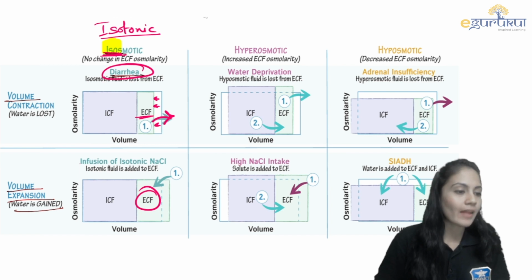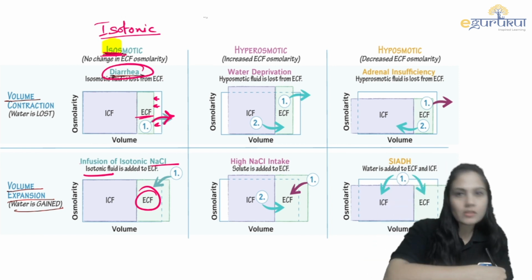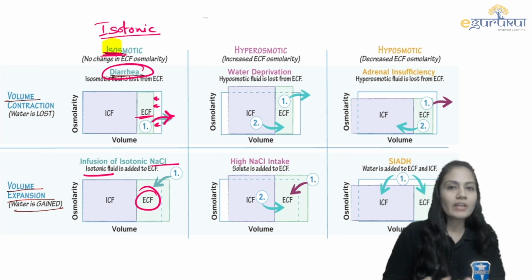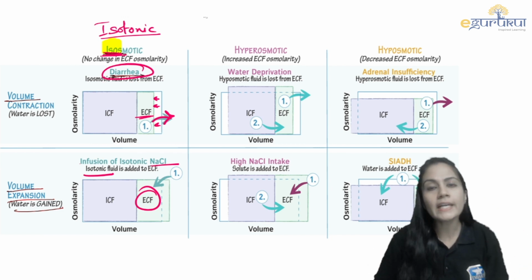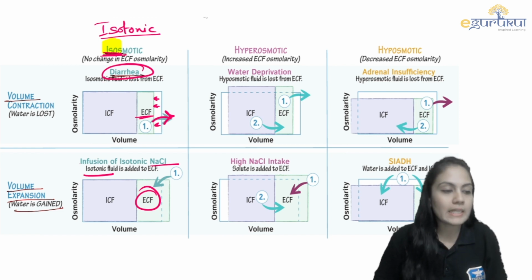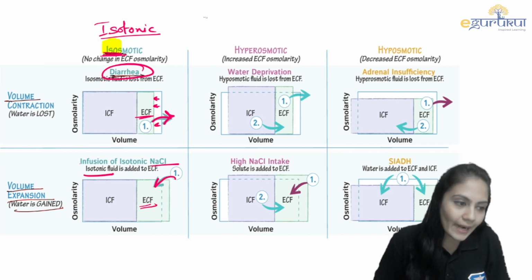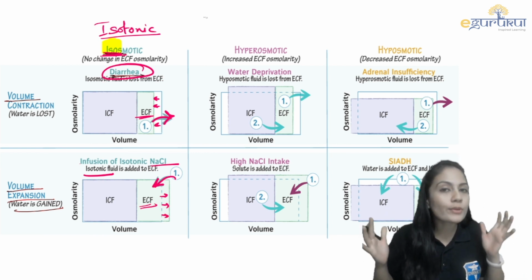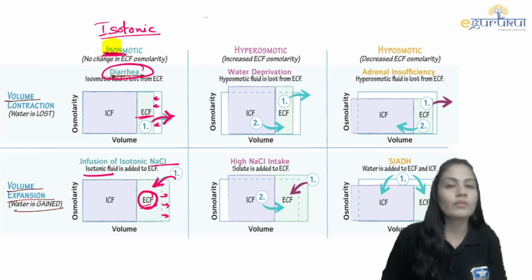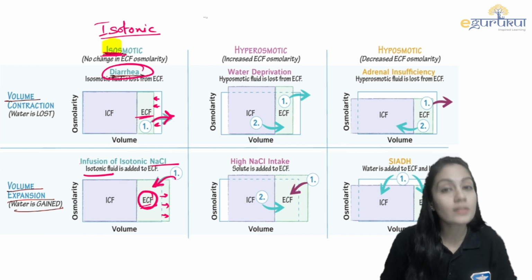Now the second thing: if you add isoosmotic fluid, that means 0.9% NaCl solution, what is going to happen? First, isotonic fluid is added to the ECF. Whenever we add, obviously we do not add it in the cell, we add it in the plasma, intravenously. The plasma volume is one part of the ECF, along with the interstitial fluid, so both are part of the ECF. So if you add something to the ECF, the volume is going to increase, and only the ECF volume increases. No change will occur in the ICF, since the tonicity is the same.